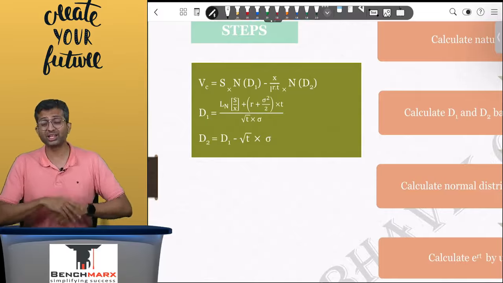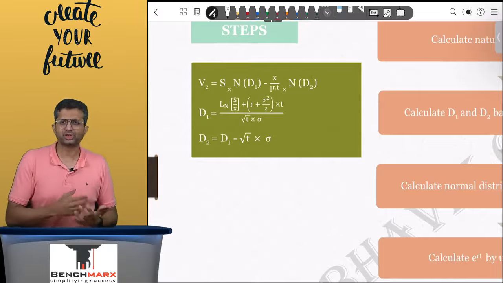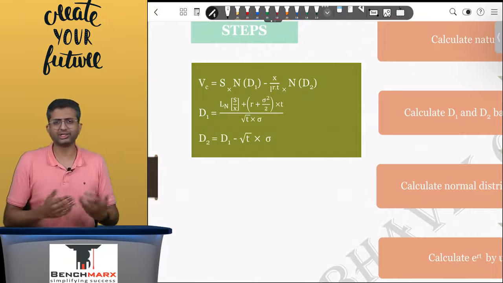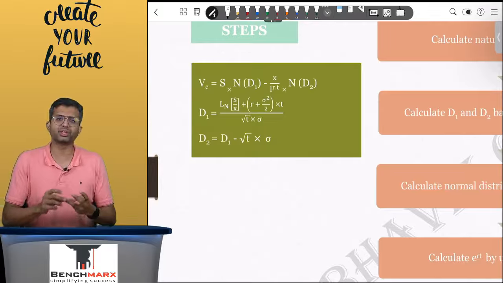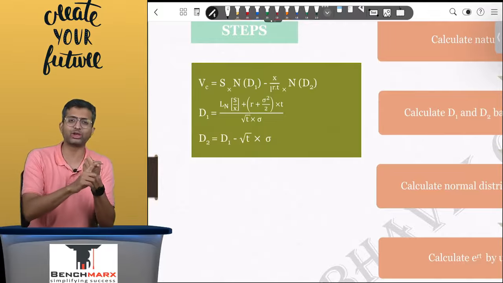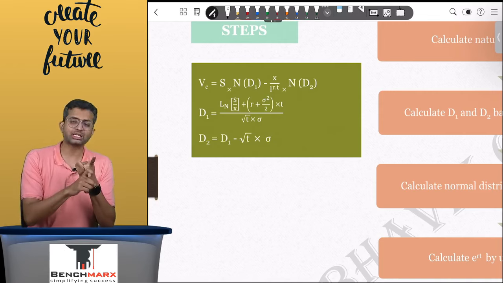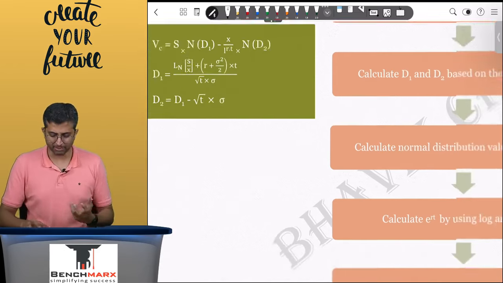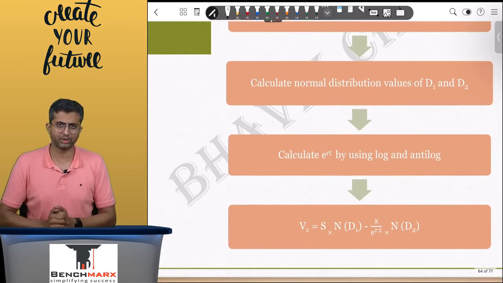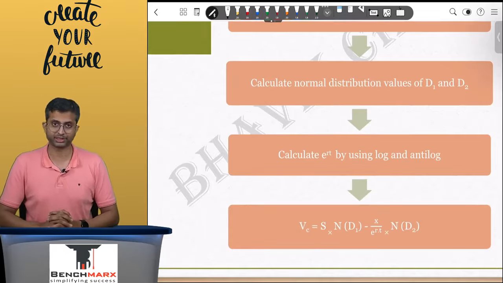Once you do that, you still have to find e raised to RT, which you can do by taking log and then anti-log. And once you have all of these ingredients, that is 3 ingredients you need, N of D1, N of D2, which comes from step 3, e raised to RT, which comes from step 4, then you can apply this in your Black-Scholes formula. This requires a lot of practice.